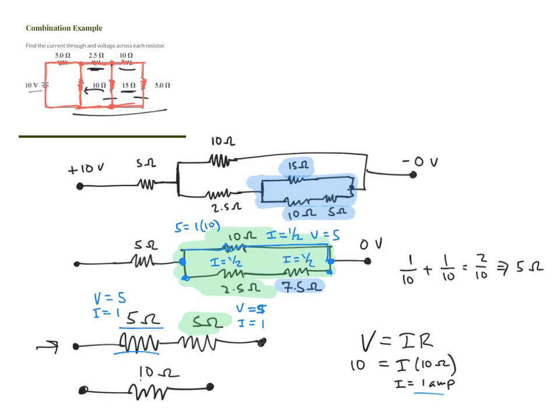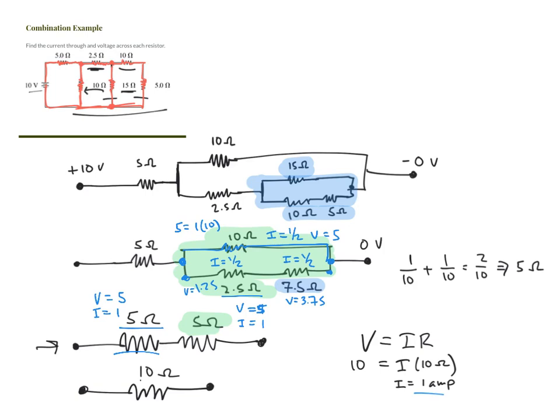But the voltage drops will be different because they are in series. So to find the voltage, you have to do that current times the resistance. 1/2 times 2.5 is 1.25. And 1/2 times 7.5 is 3.75. So you have now found the voltage and the current of each of those resistors on that circuit.